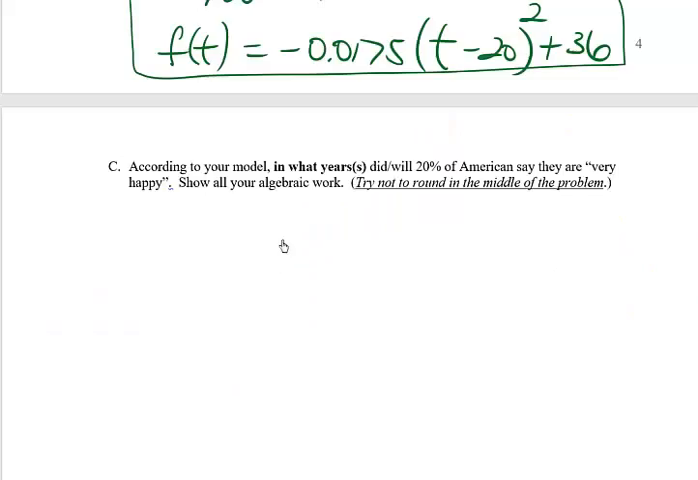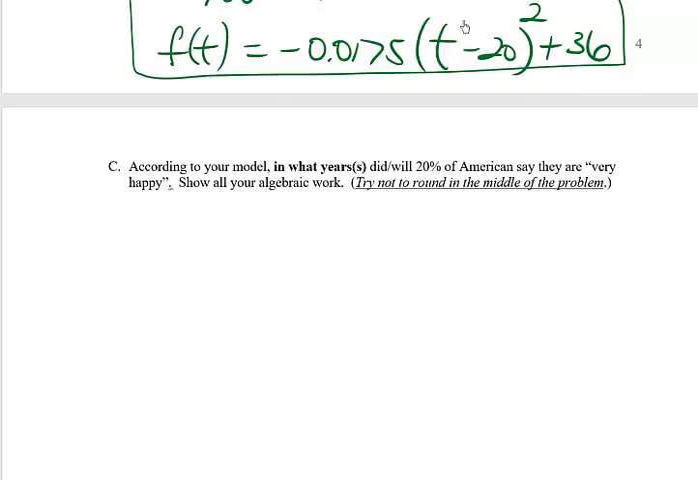So far, this has all been review. Let's now bring in our new material. Part C says, now that we have our model, let's ask a question. When will 20% of Americans say they are very happy if this trend continues?